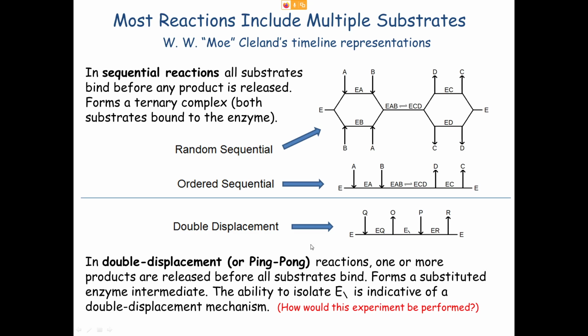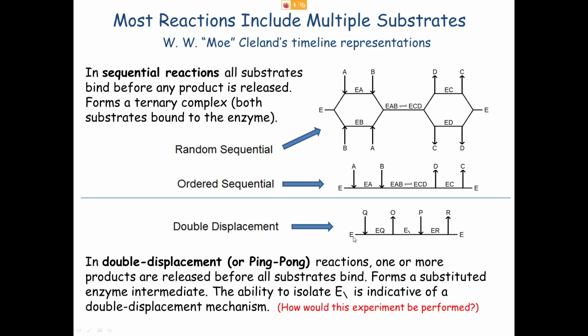Cleland would have called this a bi ping pong. The first bi indicating there are two substrates, and the second bi indicating there are two products. That's not true for every reaction, but in this example, it would be called a bi ping pong reaction, or double displacement. Double indicating there's two separate reactions taking place. Okay, so let's look at what's happening.